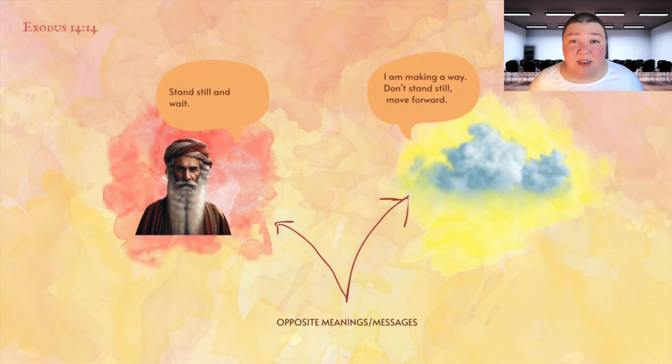Moses saying, "Stand still and wait," sounded nice, but God objects and says, "No, I have other plans. I am acting to move you to safety. Don't stand still. Move forward. Don't stop. Act on what it is that I'm doing." And these are polar opposite instructions, opposite meanings of the text.